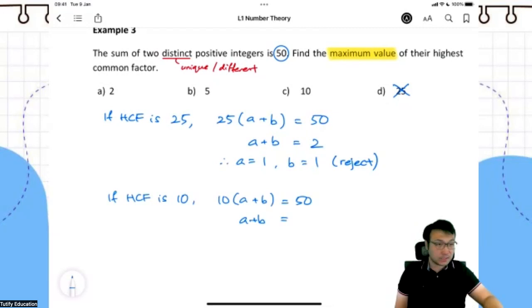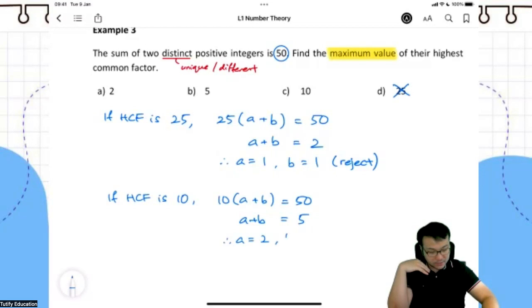Ten times what is 50? 5. Yes, 10 times 5 is 50. So if this is the case, A plus B must be 5. Therefore, A equals how much and B equals how much? A equals 2. B equals to?